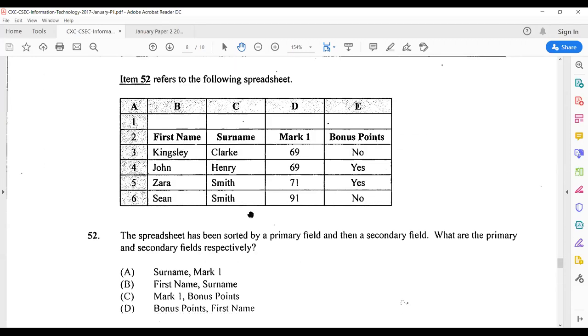Okay, so we have another spreadsheet here, question 52. The spreadsheet has been sorted by a primary field and then a secondary field. What are the primary and secondary fields respectively? So this data was sorted, and they want to know what field it was sorted by first, which is the primary field, and then what is the second field that was used to sort the data, the secondary field.